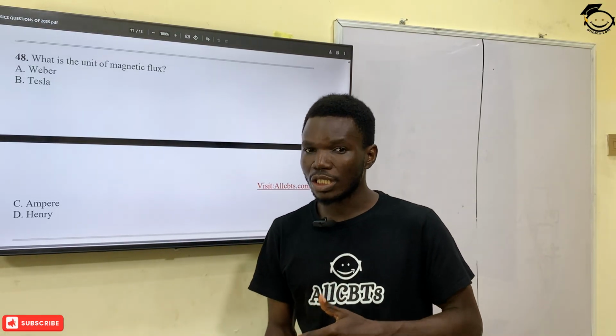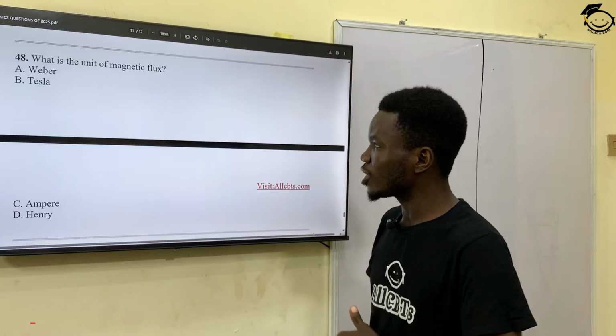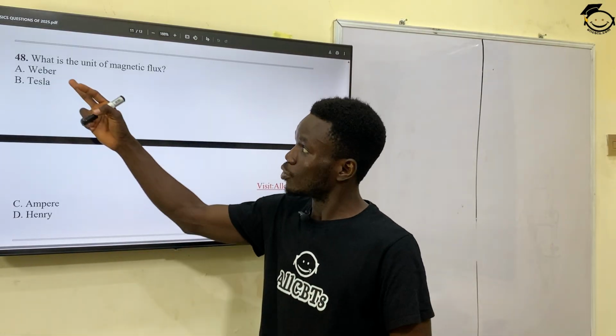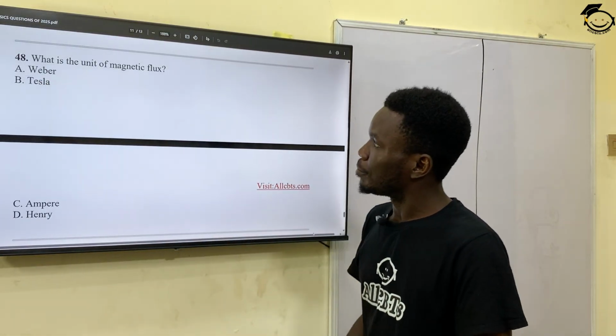So question number 48, which is the next question, says, what is the unit of magnetic flux? Magnetic flux is a fundamental quantity measured in Weber. So the correct answer to that question is Weber.